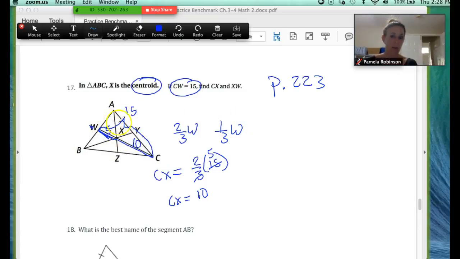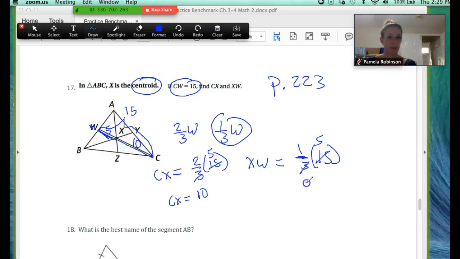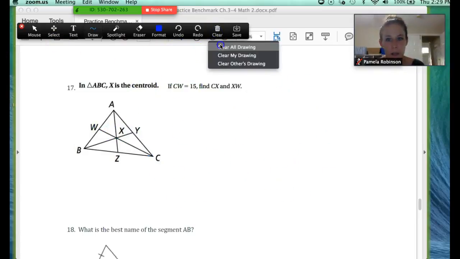Or you could come over and be like, oh, the little part is 1/3 of the whole. So the little part, which is XW, that is 1/3, I almost wrote 2 again, 1/3 of the whole, which is 15. And then 3 divides into 15 5 times. 5 times 1 is 5. So XW equals 5. So you can check it, or you can do it the easy way and just figure that out. There you have it. That's how you do that one. Make sure you review that though. All right, clear that off and on to 18.